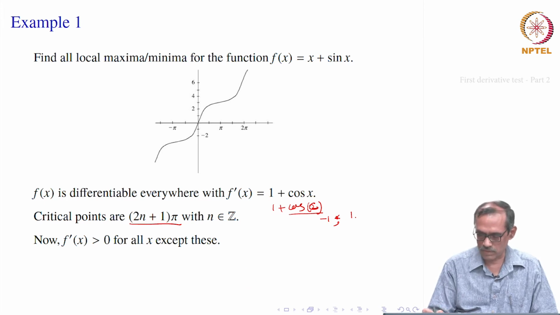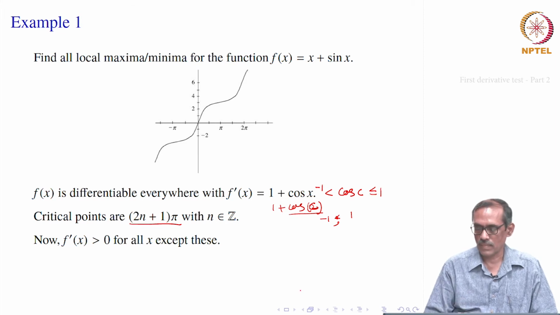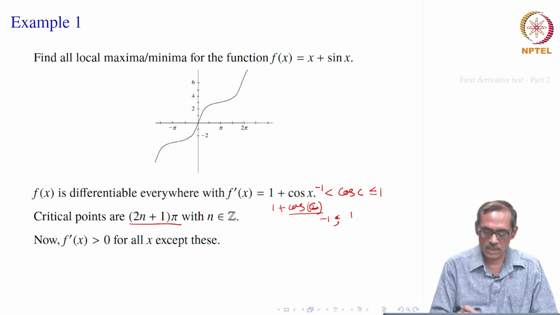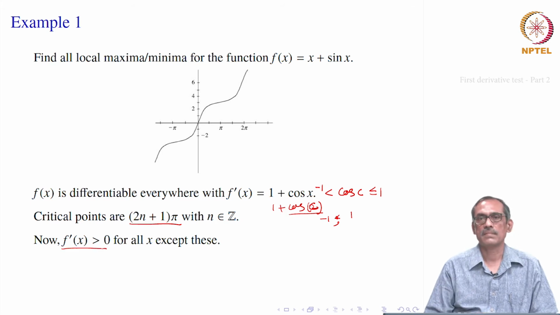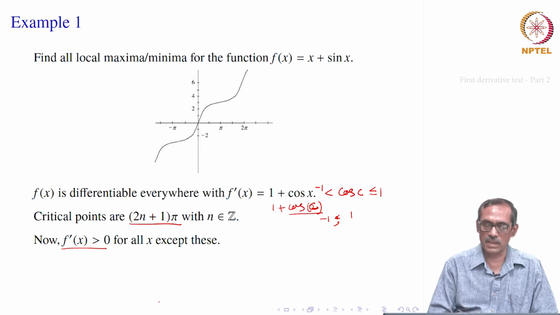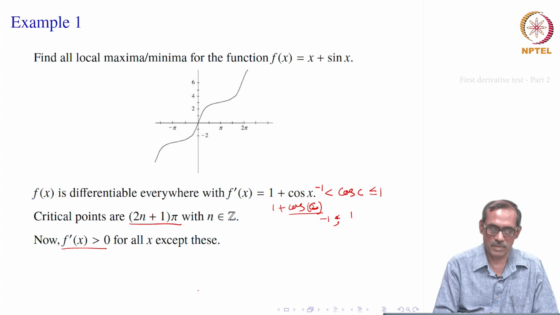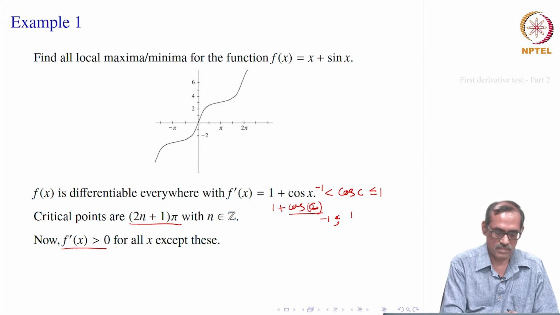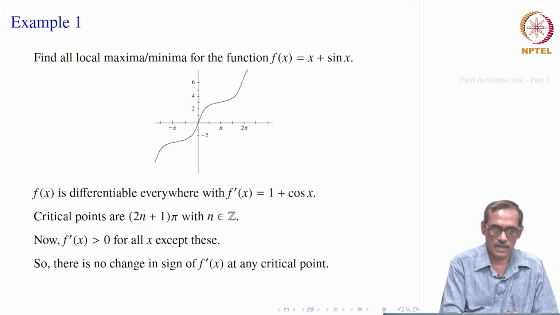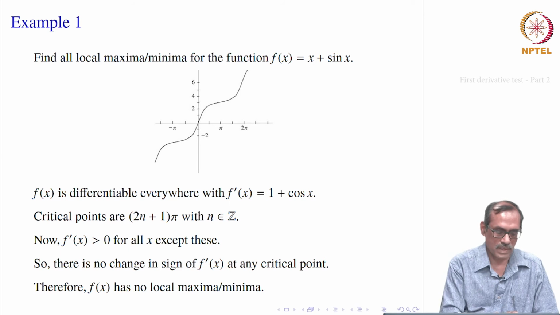So, it is not equal to -1, that means cosine c here is greater than -1, but can be equal to 1 when c is not one of these points. So, when you take 1 + cos c, it is always bigger than 0. So, since it is bigger than 0, the function is increasing throughout. So, if it is increasing throughout, it does not have a local maximum or local minimum. So, even these critical points are not points of extremum, that is what we conclude, fine. So, this has no local maxima or minima.